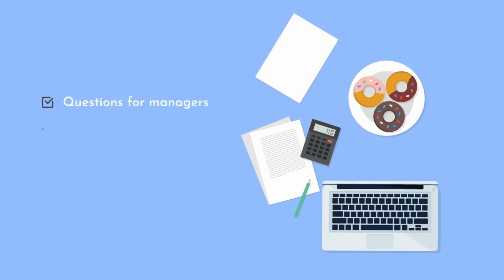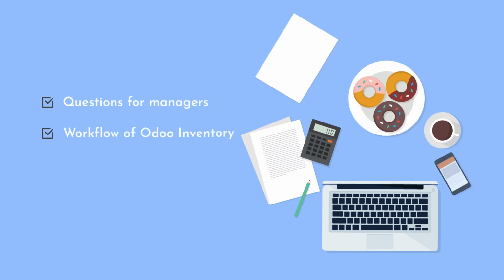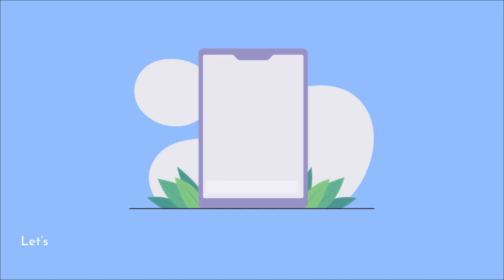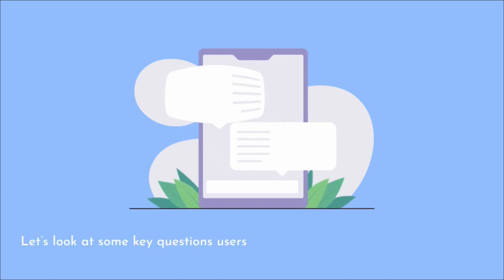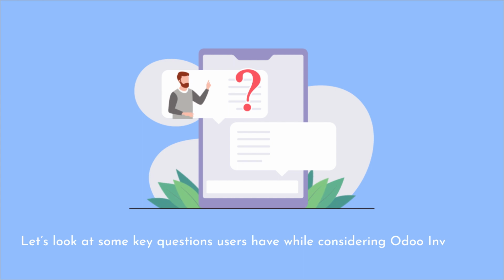We will walk through questions managers often ask. We will then go through a workflow diagram of Odoo inventory, and lastly, we'll walk through an example including a little bit of analysis based on the questions we asked. Often when people look at the inventory functionality of Odoo, they're really trying to answer some key questions that are going to help improve their business.